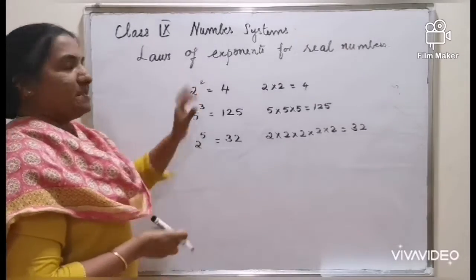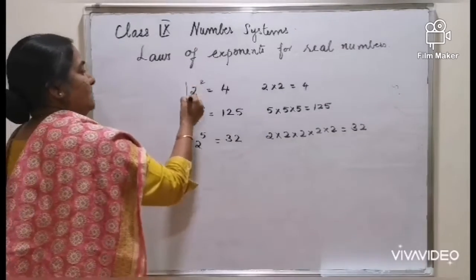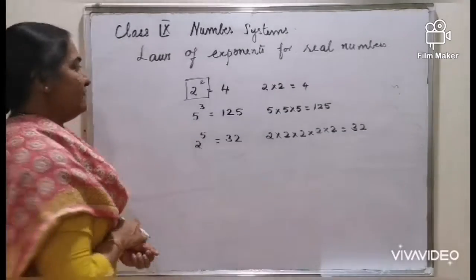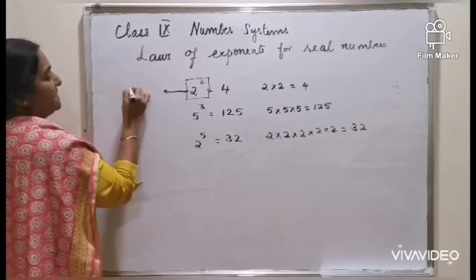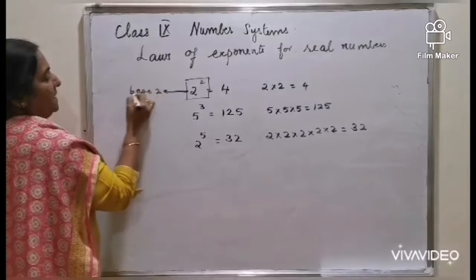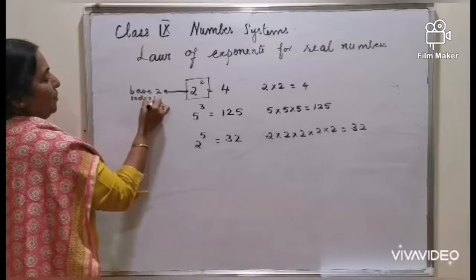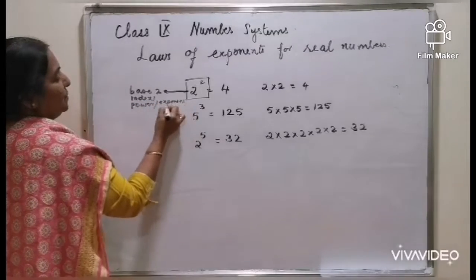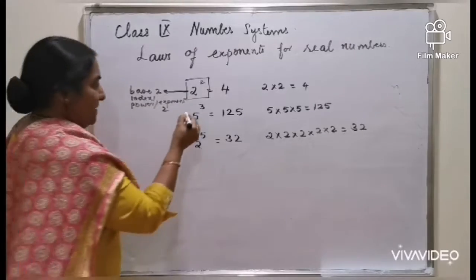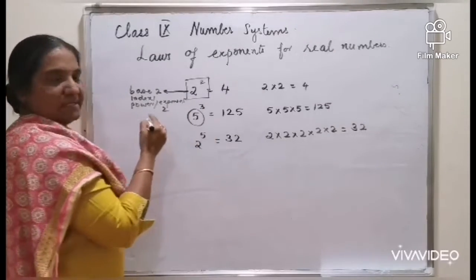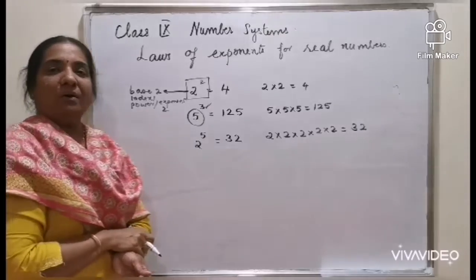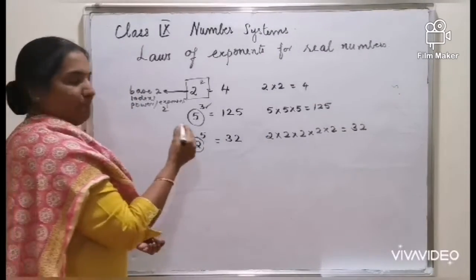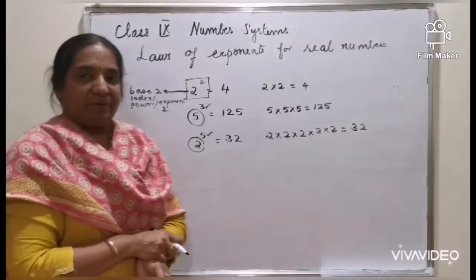Here, 2 square is equal to 4. The form of 2 square is called the exponential form, where the base is 2 and the index or power or exponent is also 2. Similarly, 5 is the base, 3 is the power or index or exponent. The base is 2 and 5 is the power.